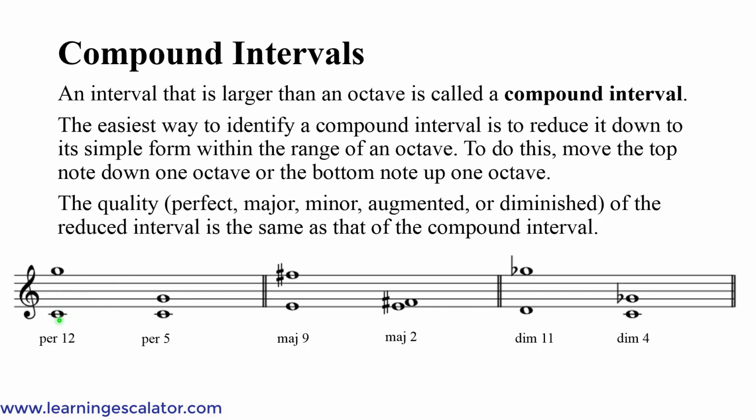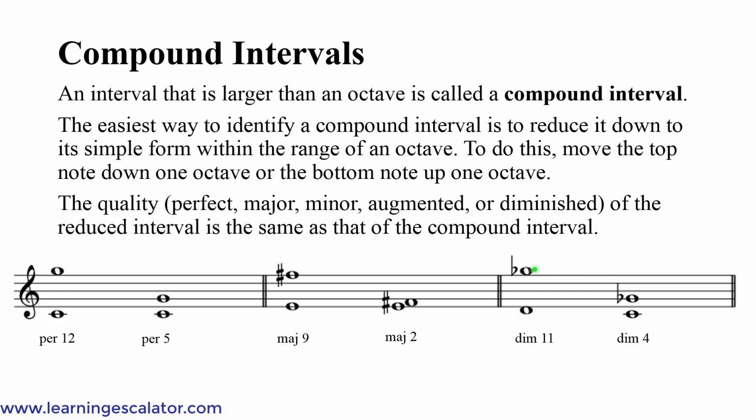So C to this high G is a perfect 12th, but you can identify it by moving this G down to the lower G, which is a perfect 5th, and you add 7 to it. Now this is E to F sharp, which we can first take as E to the lower F sharp, and we know that is a major second, so it's still major, but you add 7 to the 2, so it's a major 9th.